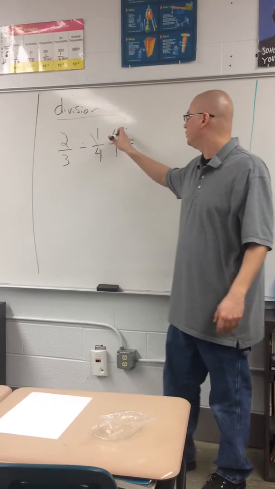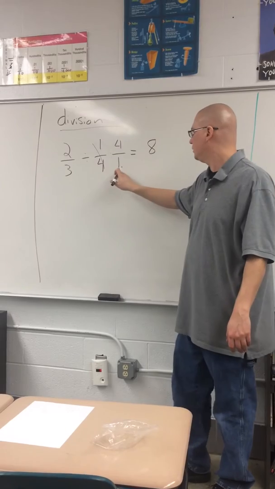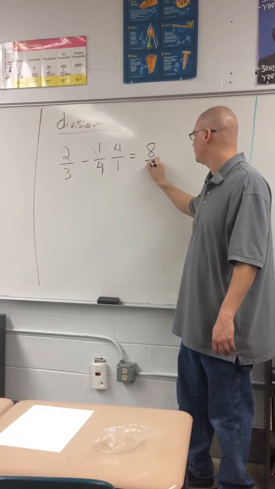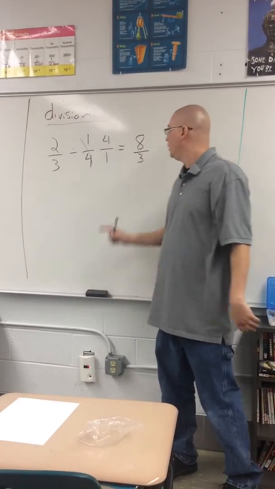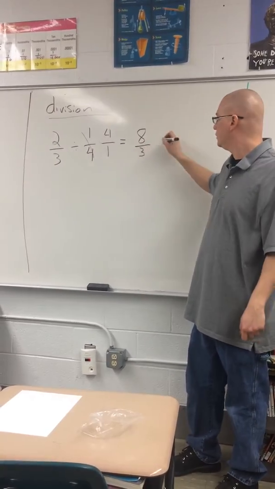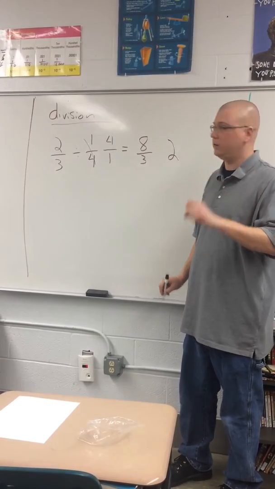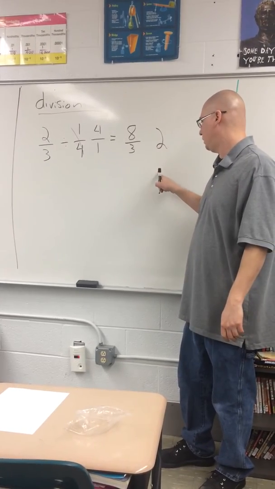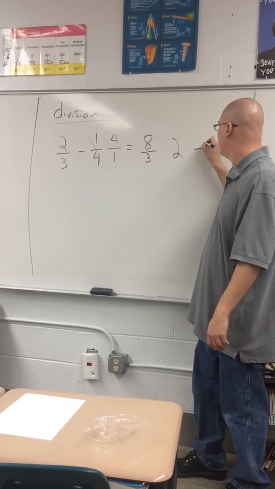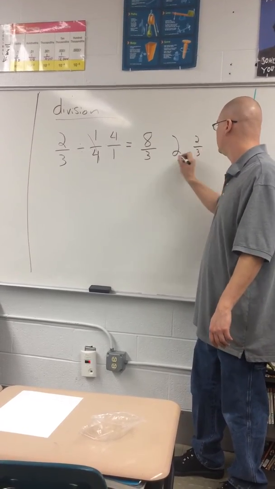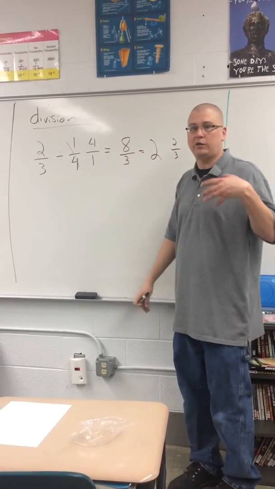So 2 times 4, 8. 3 times 1 is 3, which is 8/3, which is an improper fraction. How many 3's can we take out of our 8? 2. Because we're dividing by 3/3, which is 1. So I can take 3/3, another 3/3, and get 6/3. That equals 2. What do I have left after that? 2/3. So 8/3 is equal to 2 and 2/3 when we correct our improper fraction.